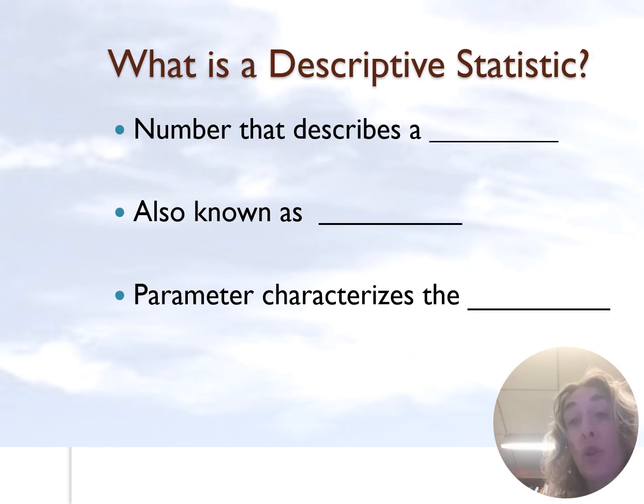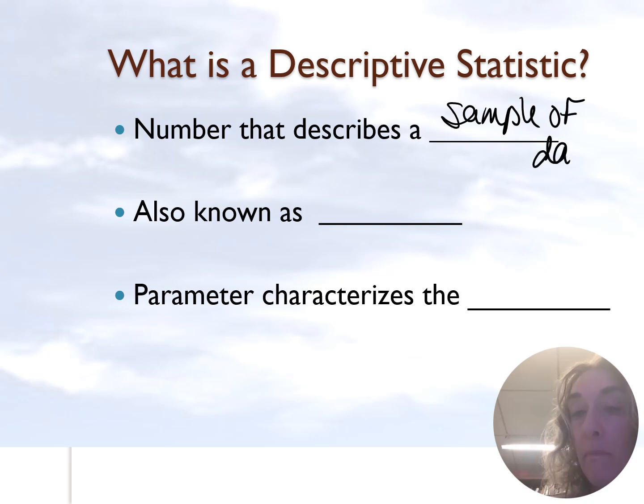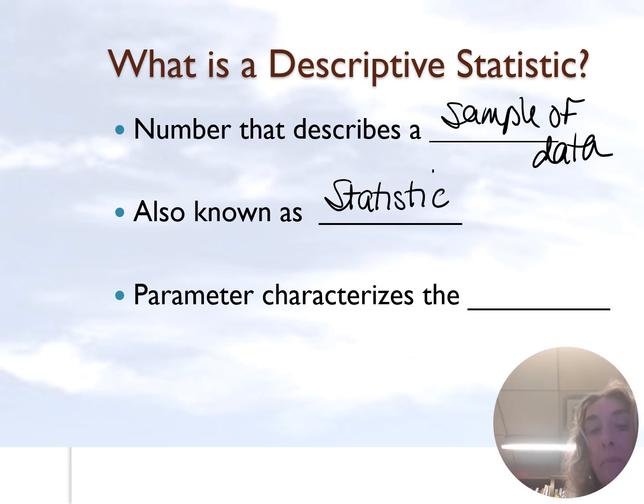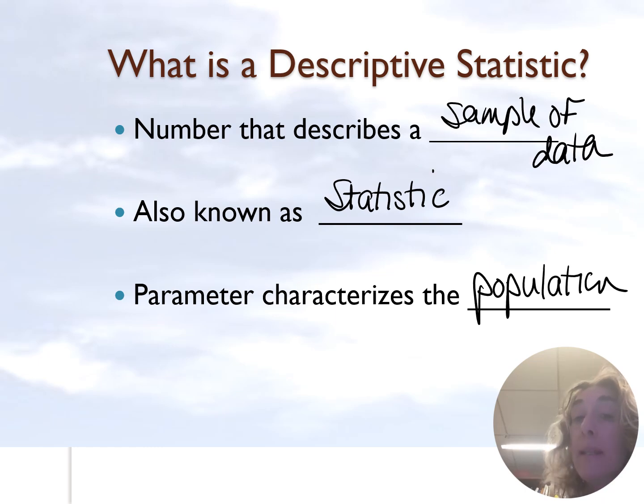Okay. What is a descriptive statistic? It's a number that describes a sample of data, also known simply as a statistic. Whereas a parameter, which we'll be learning much more about as the course goes on, characterizes the population. So descriptive statistics describe samples. Parameters characterize the population.